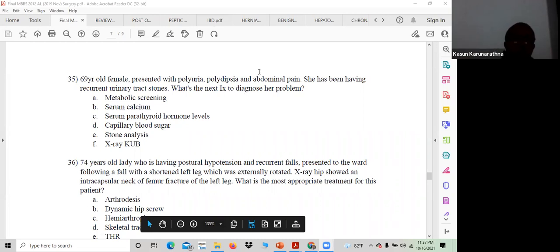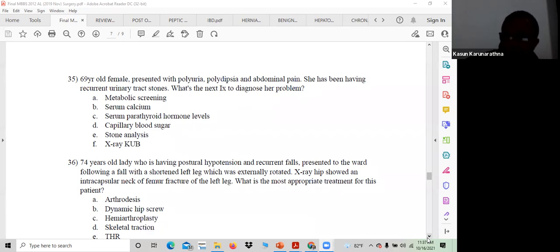There are problems with terminology in these discussions because students have some local university exam questions. They have memorized and formulated the question, so there are some errors. The next investigation should be serum calcium, right? Get the idea, get the clinical picture and the pattern of answers, then the same questions will be in your exam.